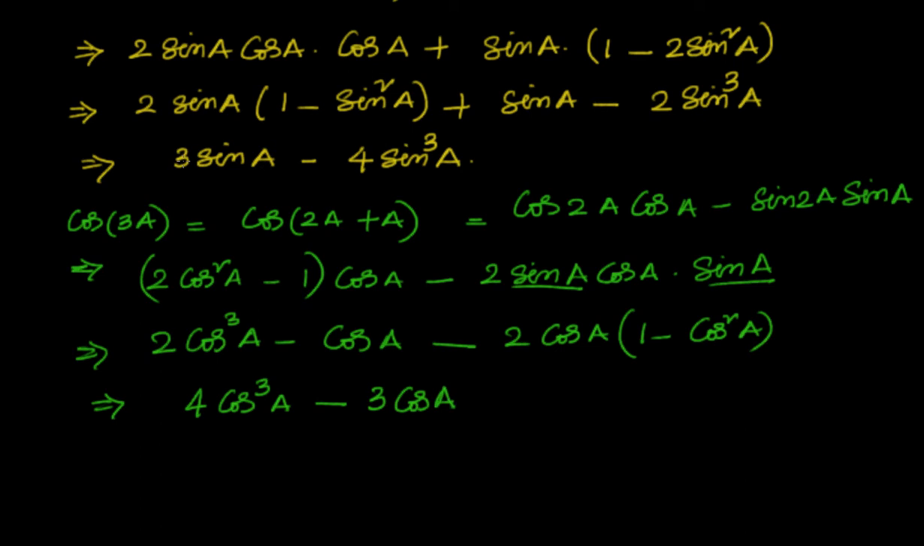You can see that sin 3A and cos 3A are a little bit similar. When you go for sin 3A, it is 3 sin A minus 4 sin cube A. When it goes to cos 3A, this becomes 4 cos cube A minus 3 cos A. That means sin becomes cos and the sign interchanges. 4 cos cube A minus 3 cos A. So the sign interchanges and sin becomes cos.